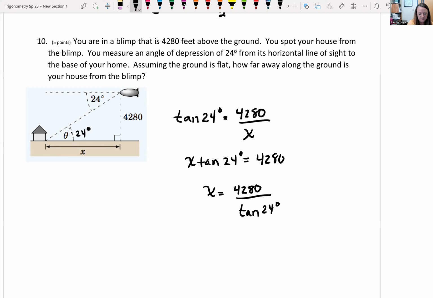24 degrees is not one of our special angles. And you weren't allowed to use a calculator on the test. And so I had told the class to leave it in exact form. And so they're 4,280 feet divided by tangent 24 degrees feet from their house along the ground.